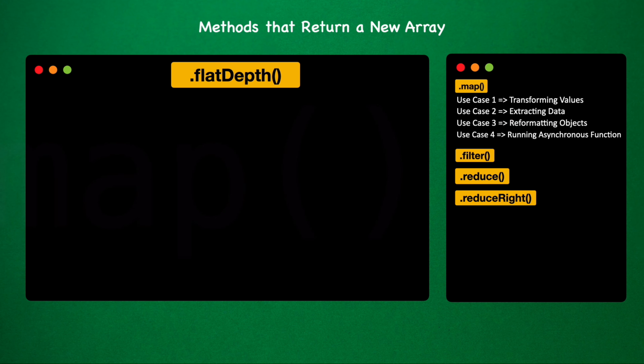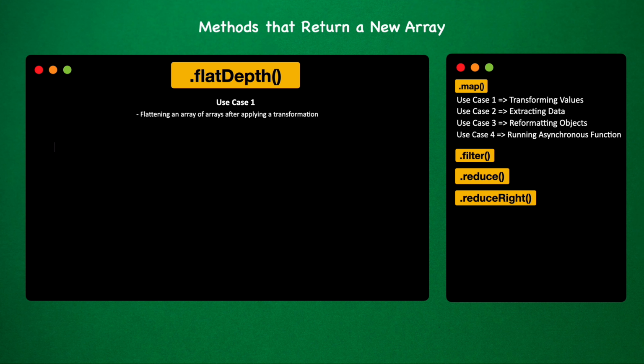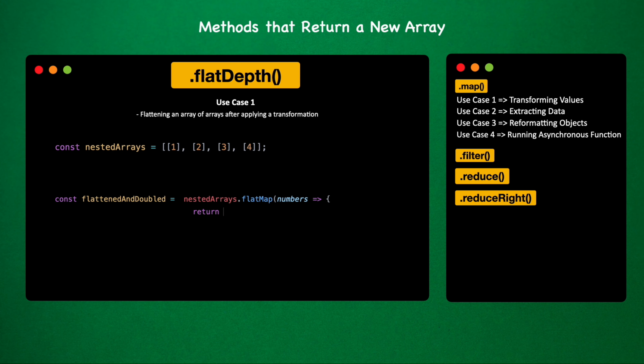Next up is flatMap. It's a fusion of map and a depth 1 flat. It first applies a mapping function to each element of the array and then flattens the result into a new array. In this first use case, we begin with an array of arrays. Our goal is to double each number and then flatten the result into a single array. The flatMap method maps each subarray, doubles its elements, and then flattens the results. The output is 2, 4, 6, 8, a flattened array with each number doubled.